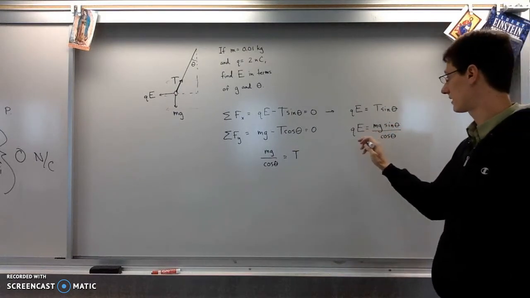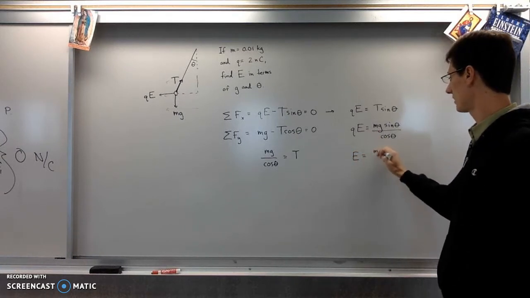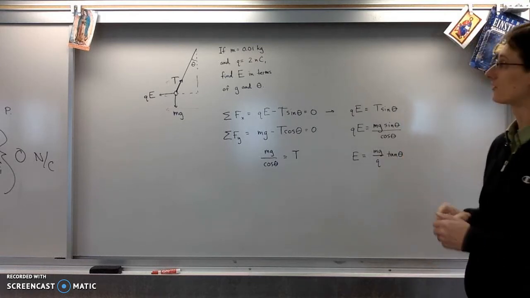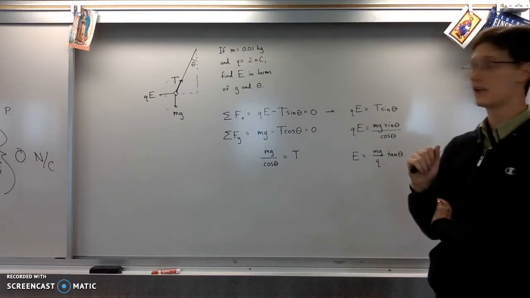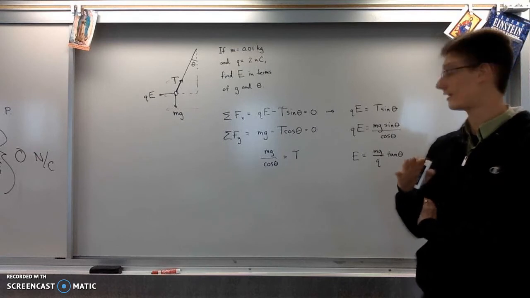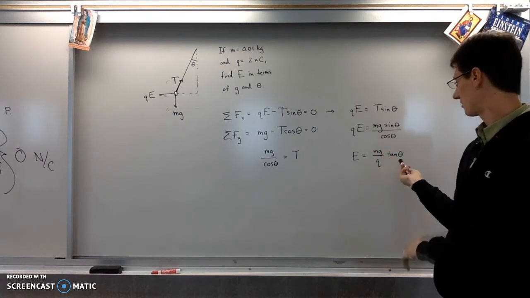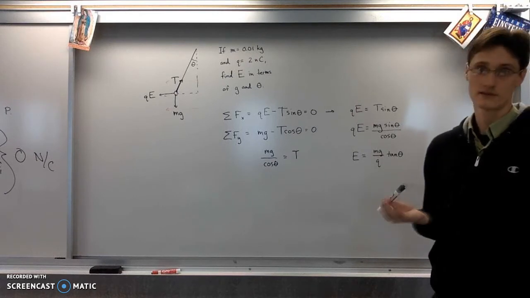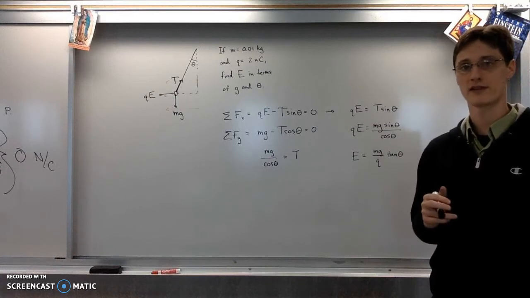All right, so that means that the electric field is mg over q tan theta. All right, now we happen to know what m and q are, so I could plug numbers in for those. If we also had a value for theta, then we could plug in a value for theta and we could work out what the electric field is. But as you can see, the larger the electric field is going to be, the greater the angle is going to be. I mean, that's how tangent works, right? A bigger angle corresponds to a larger value for tan theta.